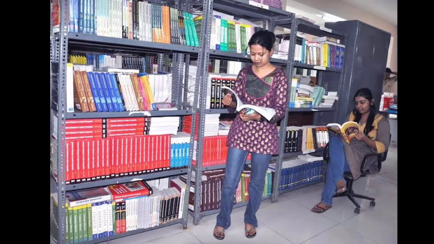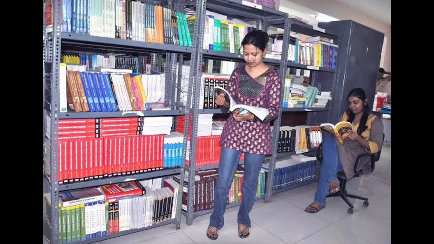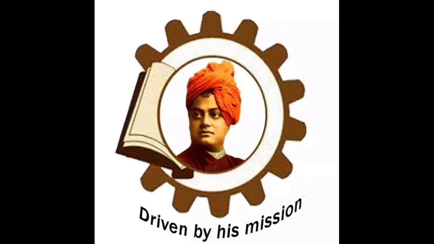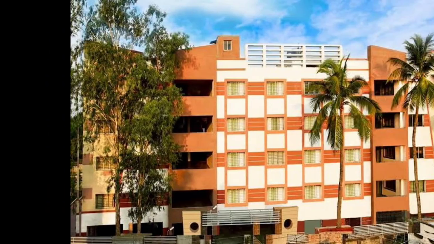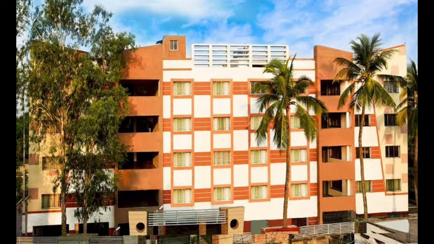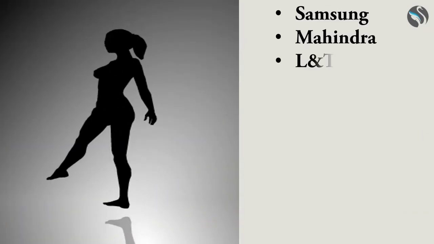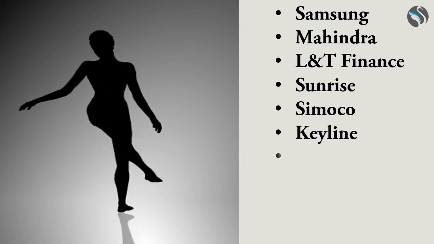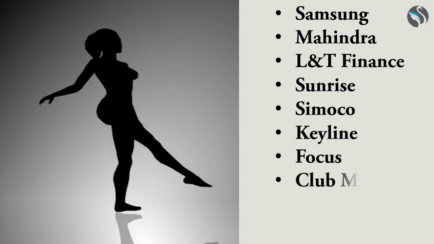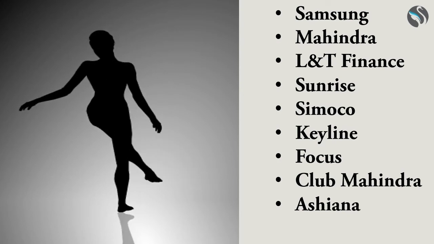The placement cell undertakes multi-pronged strategies and focused activities such as presentations, industrial visits, printing and circulation of placement bulletins with student profiles, encouraging campus and off-campus recruitment programs, etc. Top recruiters are Samsung, Mahindra, L&T Finance, Sunrise, Simoko, Keyline, Focus, Club Mahindra, Ashiana and PNG.